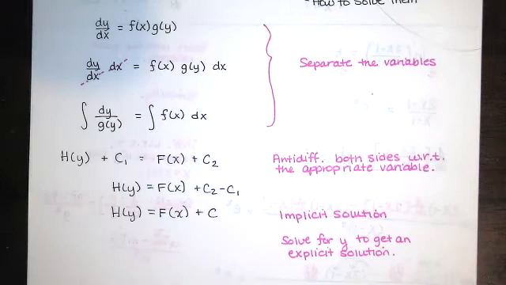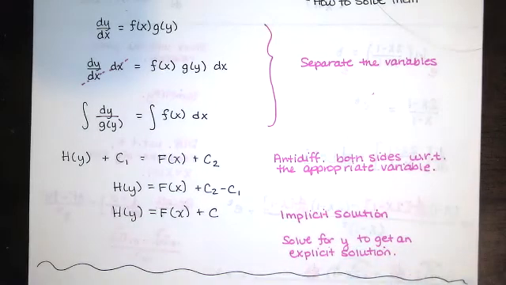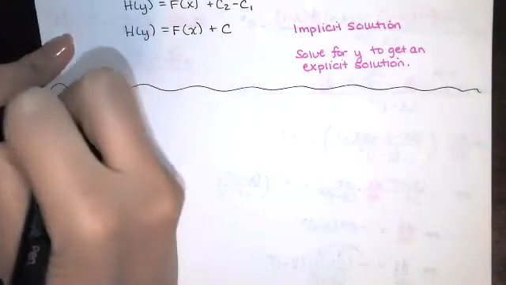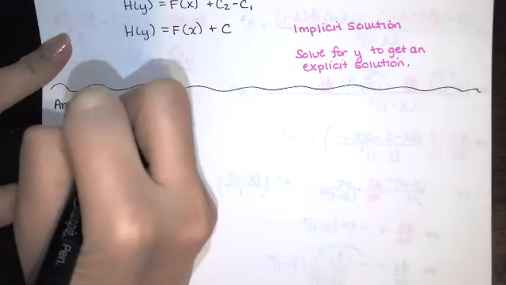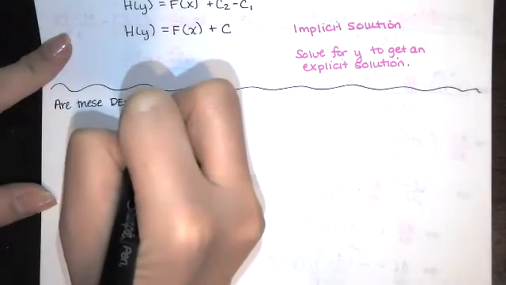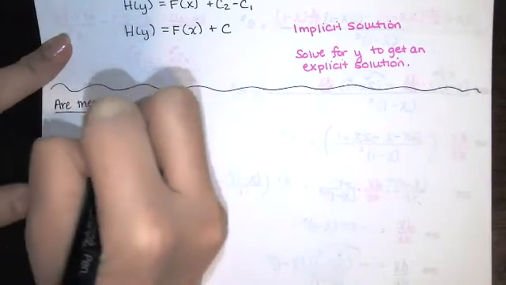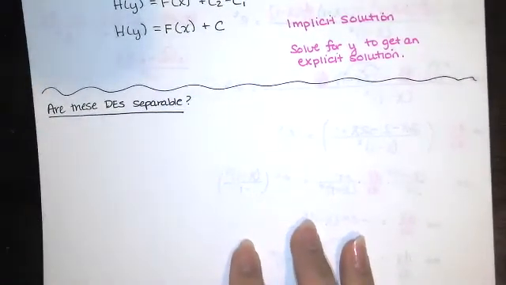Okay, let's do an example. Or actually, let's look at a few examples and see if we can't pick out the separable equations from those that aren't separable. So here's the question. And remember what our goal is. We're just trying to find a function or a relation that satisfies the differential equation. It's always about finding a solution.